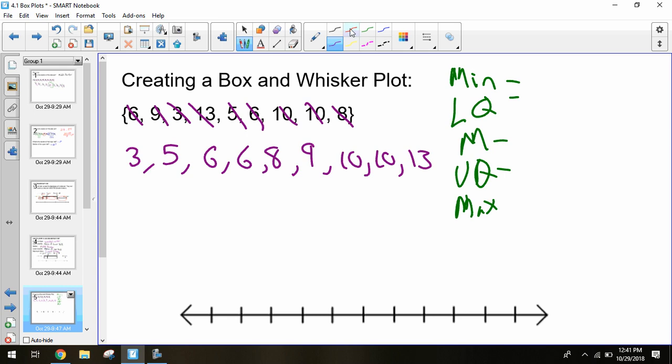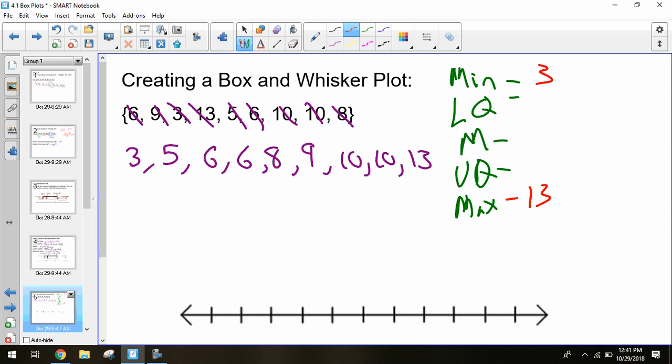So what is our smallest number? What is our minimum value? 3. What is our maximum value? 13. So our data set goes from 3 to 13. Now from here, we'll want to figure out the median of your data set. So figure out that minimum, figure out that maximum. Now we need to find the median.